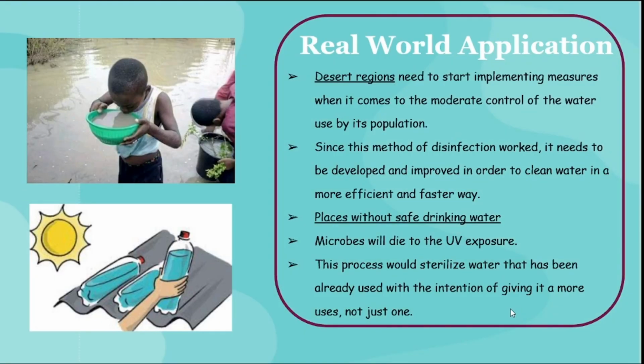How can this lesson be applied in the real world? Well, there are regions in the world that don't have access to safe drinking water, and they have contaminated water. So this contaminated water can go through this process in order to become clean water.